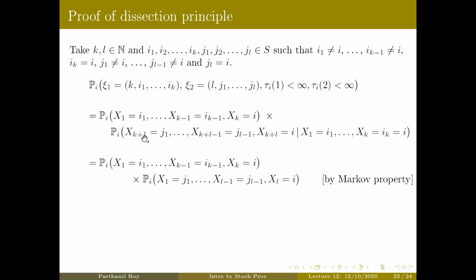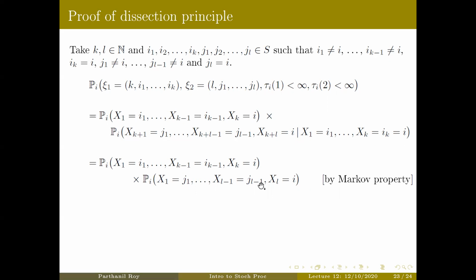Okay, so once more, this is the future, this is the present, and these are the past things. So first thing, because of Markov property, you can forget about the past. This would just become conditioned on this. I could have just kept this condition here, xk equal to I. Now, because of time homogeneity, I can put k equal to 0 everywhere. So then this would become x1 equal to j1, all the way up to xl minus 1 equal to jl minus 1, and xl equal to I, conditioned on x naught equal to I.